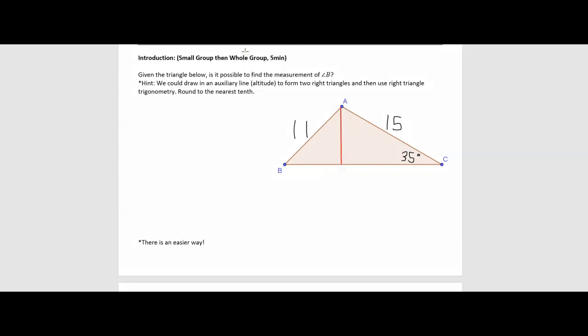Let me show you what I mean by that altitude, and then I'll let you practice before we go over this. If we draw that altitude right there, now all of a sudden we do have a couple of right triangles that we should be able to apply sine, cosine, and tangent to. So our end goal is to find the measurement of angle B. Pause the video, see if you can get there.